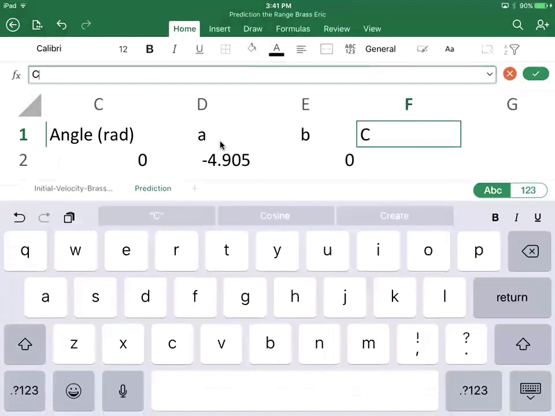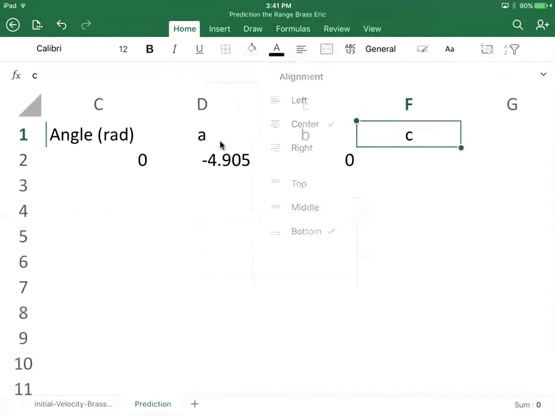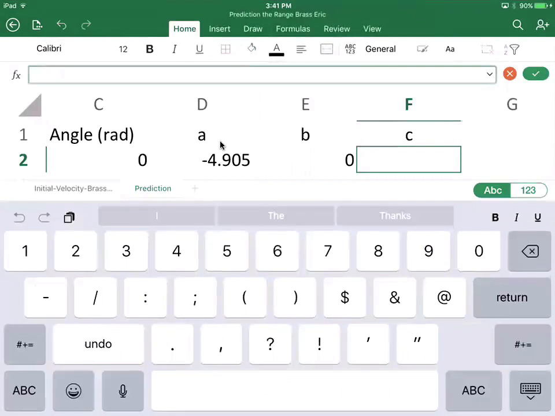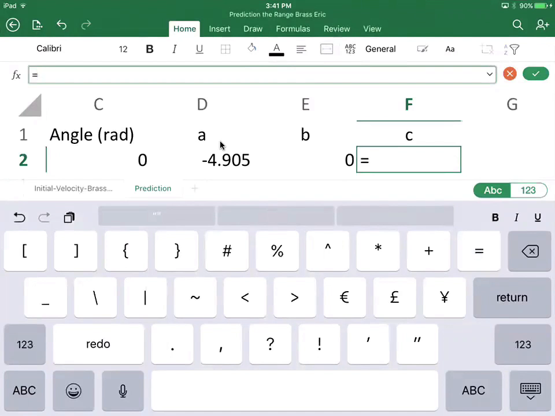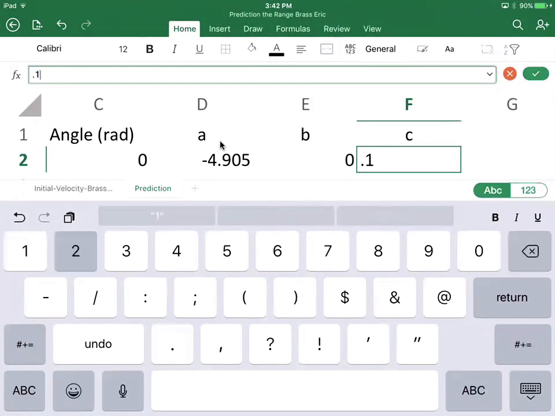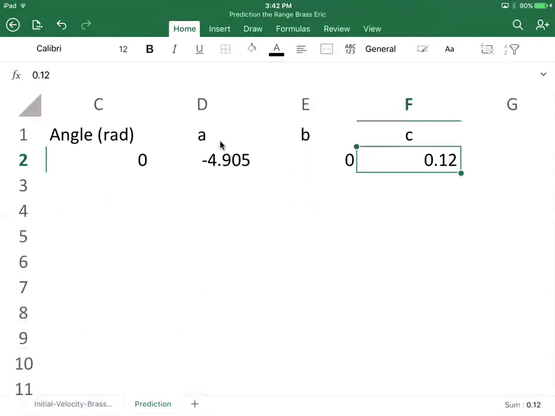And then we have C here. So C is going to have to be found, but right now we're just going to guess it. So I'm thinking that it's going to be around 12 centimeters. So that needs to be 0.12. And it's going to be positive.